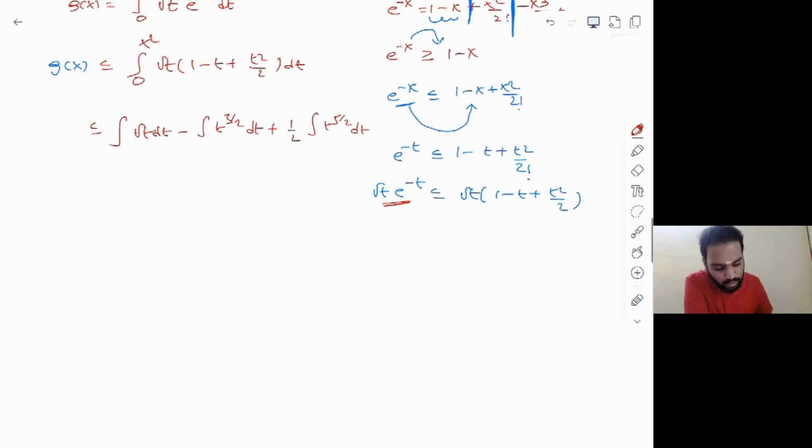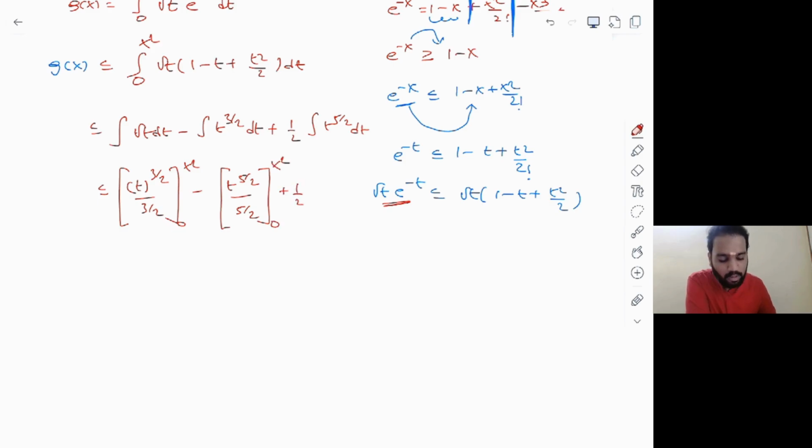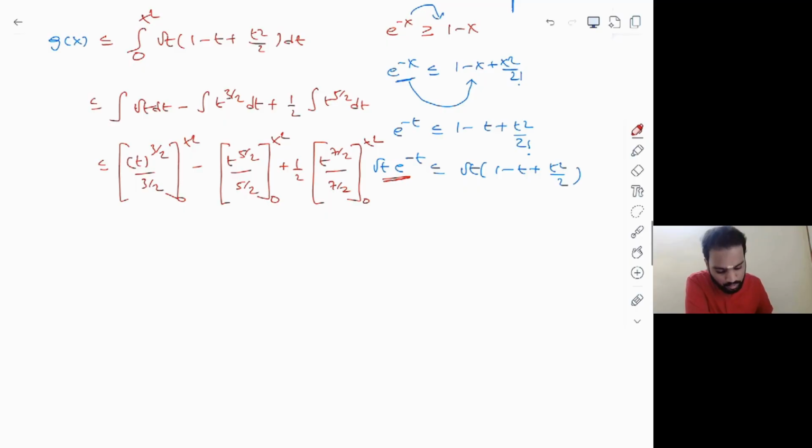So if you integrate completely, you're going to get this is less than or equal to t power 1 by 2 integration, right? So this is going to be t power 3 by 2 divided by 3 by 2 where the limits are from 0 to x square, minus t power 3 by 2 integration, t power 5 by 2 divided by 5 by 2, limits from 0 to x square, plus 1 by 2 into t power 5 by 2 integration, which will be t power 7 by 2 divided by 7 by 2, where the limits are from 0 to x square. Now you can substitute the limits and simplify and verify whether option D is correct or false.